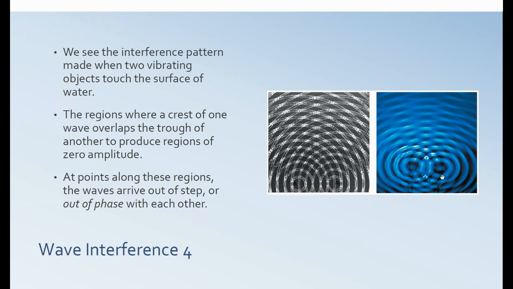And so we can either say the waves are in phase with each other when they match up, or when they're out of step, they're out of phase. And you can see this in this picture over here. As the waves match up, we have these lighter portions, or constructive interference. Where the waves interfere with each other, we have those dark stripes, or the destructive interference.